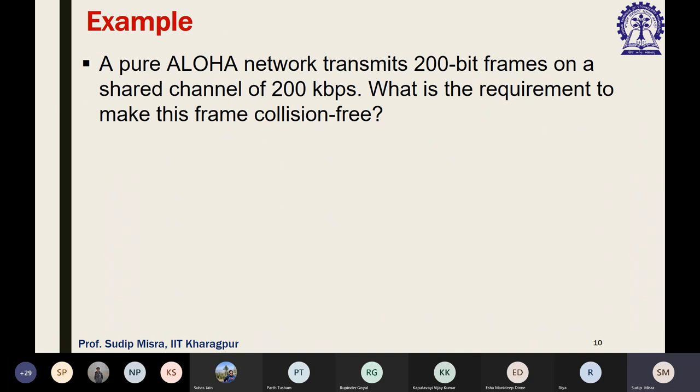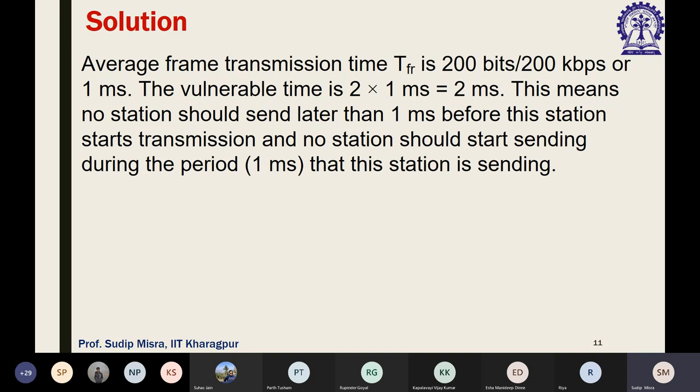Now, a quick example. Let us say that we are talking about a pure Aloha network that transmits 200 bit frames on a shared channel of 200 kbps. The question is, what is the requirement to make this frame collision free? That means you have to avoid the vulnerable time. So first, you have to calculate the vulnerable time. It is going to be how much? 2 TFR. Vulnerable time is going to be how much? 2 TFR. Am I audible? One of you please confirm. Yes, sir.